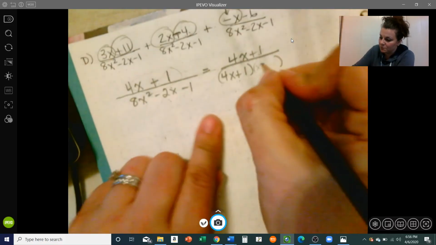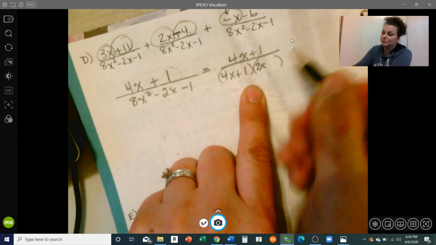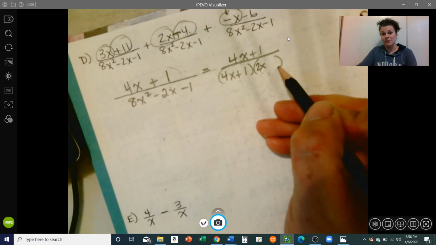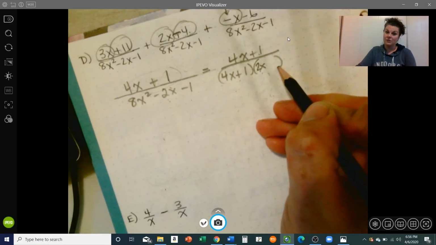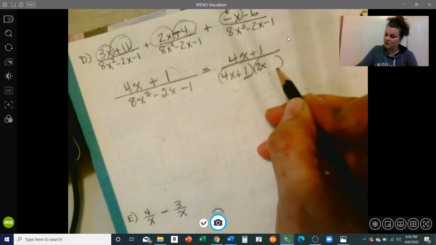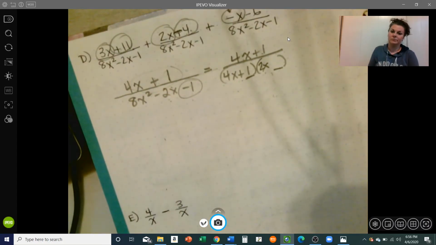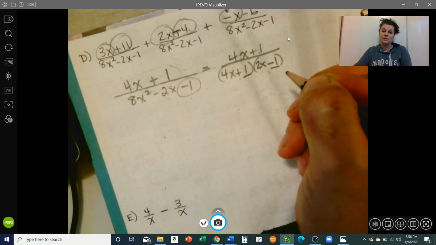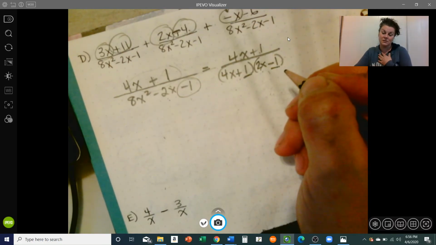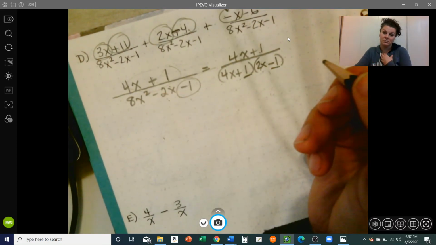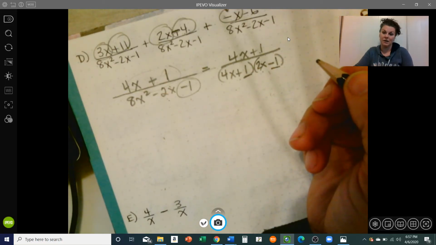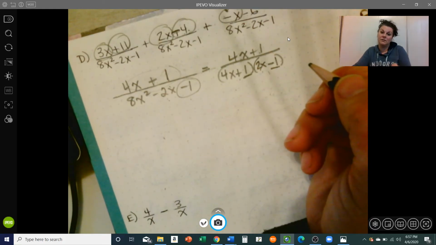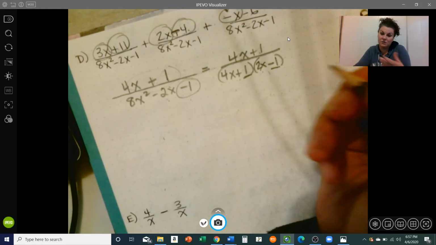Sorry, this has to be a 2. There we go. So I have to multiply by 2x here. And so then I need the number here that I multiply so that I get this negative 1. So it has to be minus 1. So if it works, it works. And if it doesn't, it doesn't. That's all that you really have to check. You either check it and see if it works. And if it does, then that's great. And if it doesn't work, then 4x plus 1 isn't a factor.